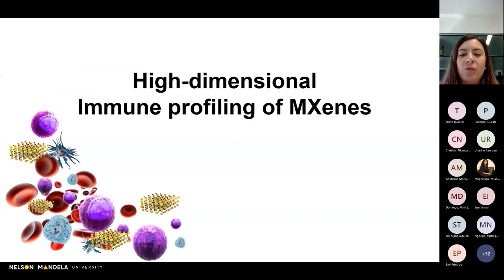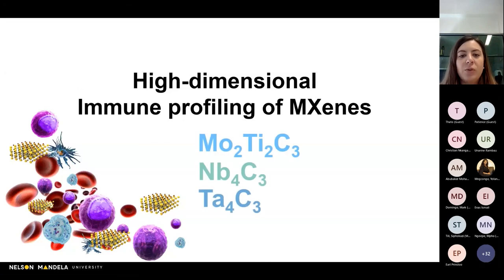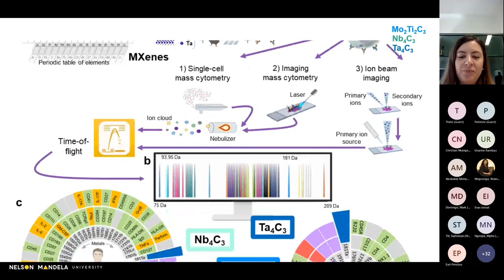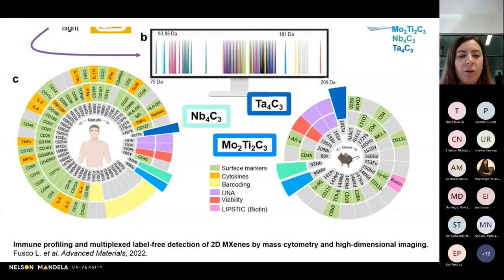And then we moved on with other MXene types, which are molybdenum, niobium, and tantalum carbide MXenes. These MXenes were first studied on human and mice immune cells with high-dimensional immune profiling techniques like single-cell mass cytometry, imaging mass cytometry, and ion beam mass cytometry. We applied a large panel of metal-tagged antibodies in order to dissect the impact of these nanomaterials in both, as I was saying before, human and mice.